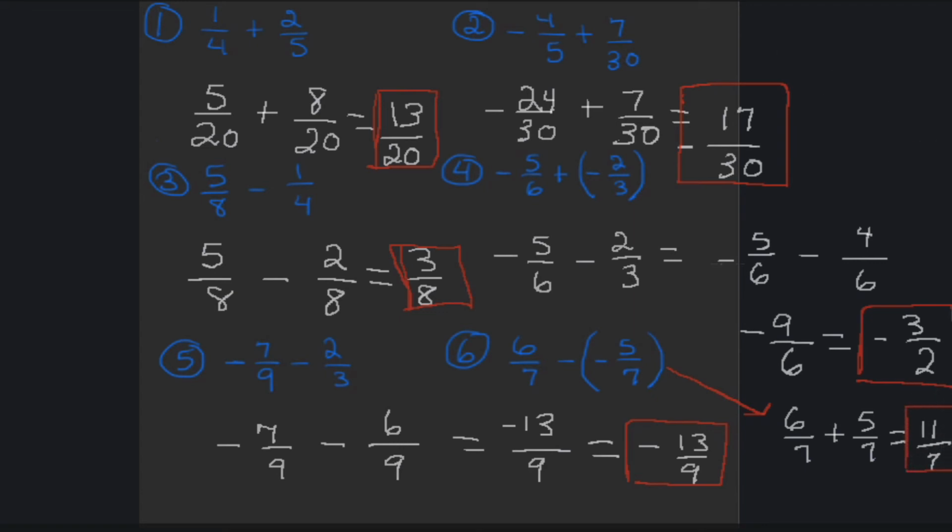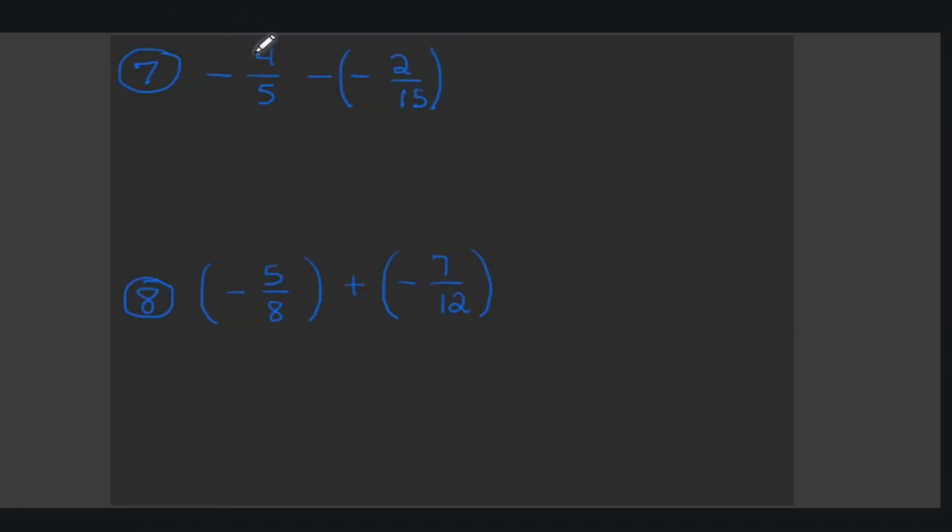Okay, now let's go over two more problems. We have negative 4/5 minus negative 2/15. If you notice, this negative sign right here belongs with the fraction 4/5. So just bring this down. And notice we have two negatives right next to each other, so it becomes a positive. So this is positive 2/15. Our least common denominator here is 15. Bring down your negative here. We multiply 5 by 3 to get a denominator of 15.